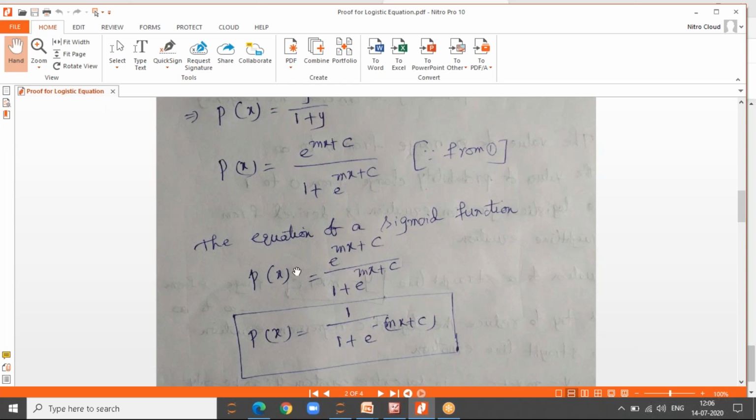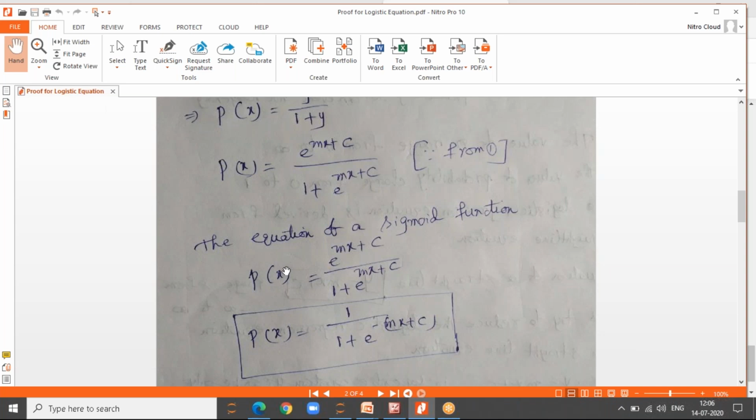When we divide with e power mx plus c, we get 1 in the numerator, and 1 by e power mx plus c in the denominator, plus 1 here also. Again, when we do calculations, that can be rewritten with a minus, because 1 by e power mx plus c can be rewritten as e power minus of mx plus c. This is how we get my sigmoid function.